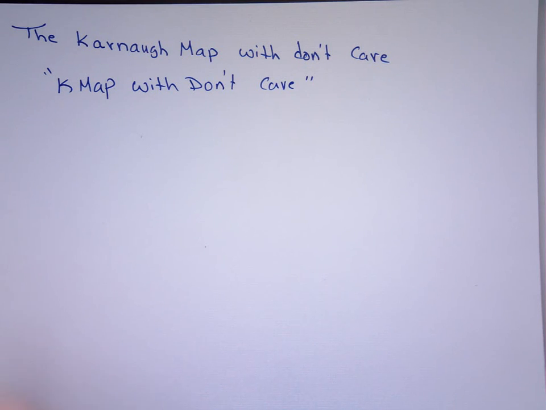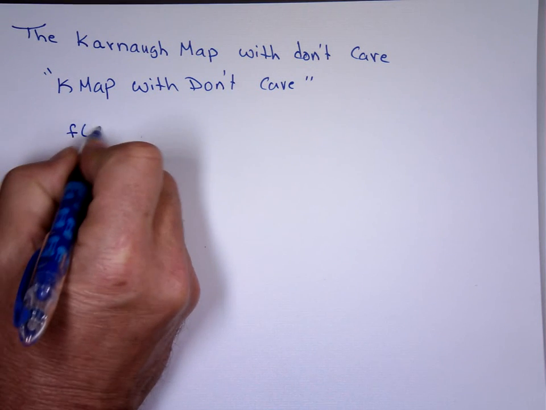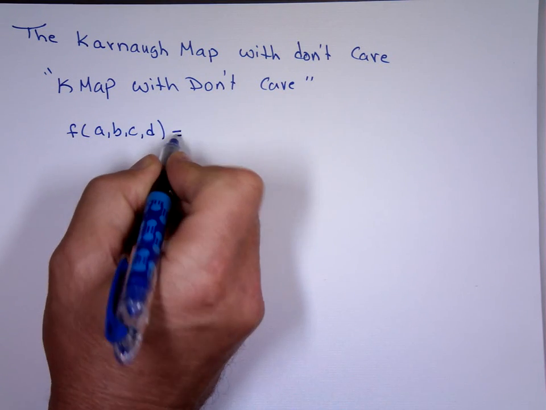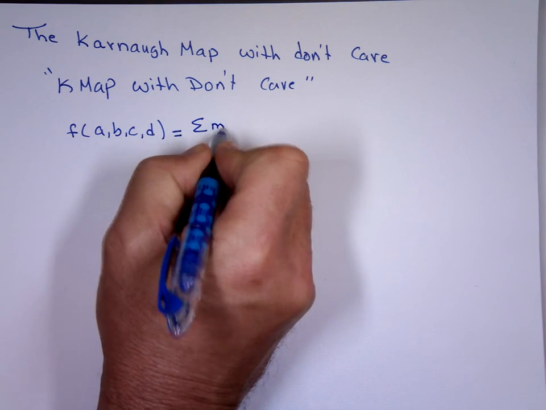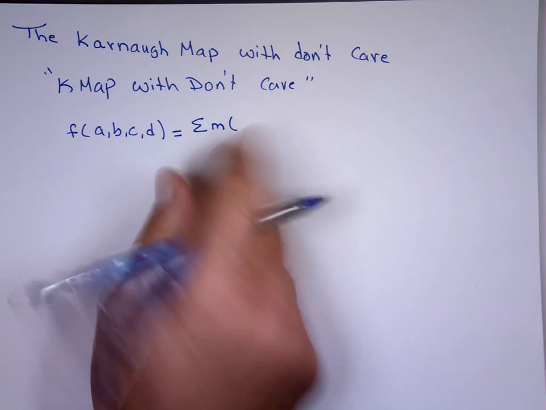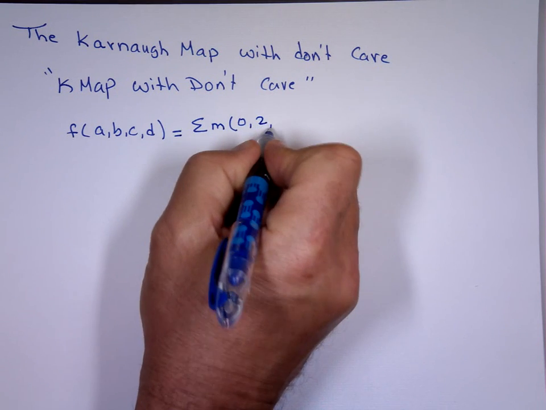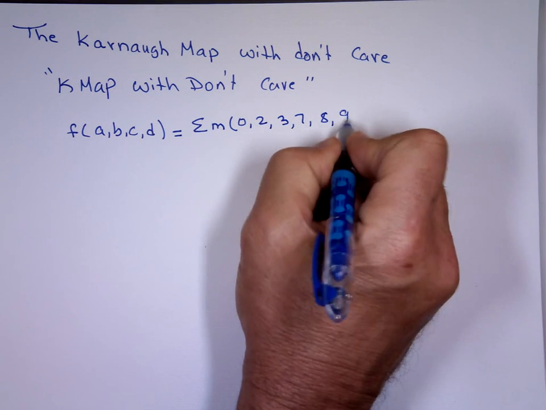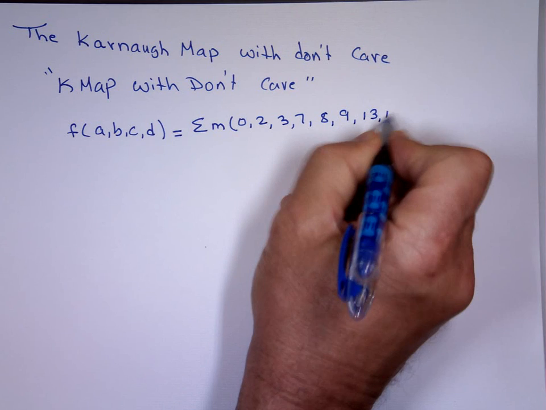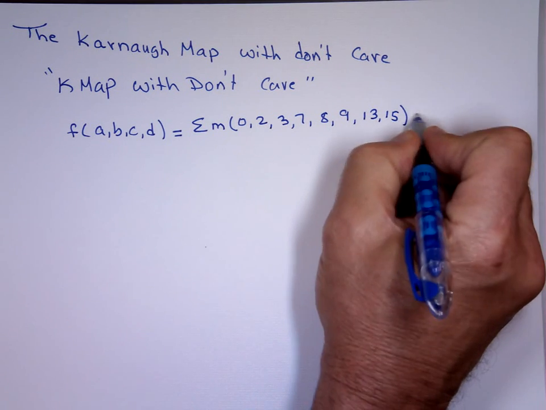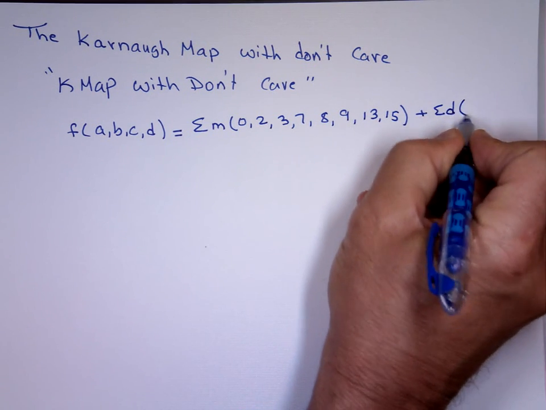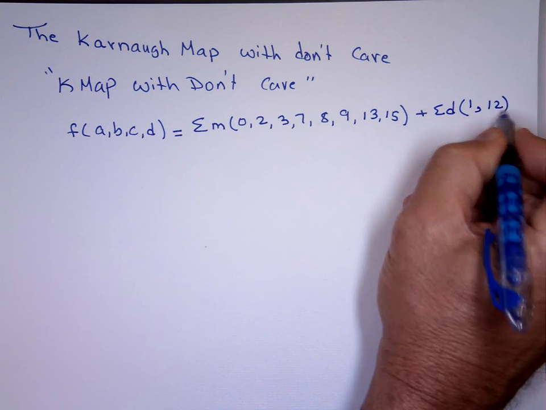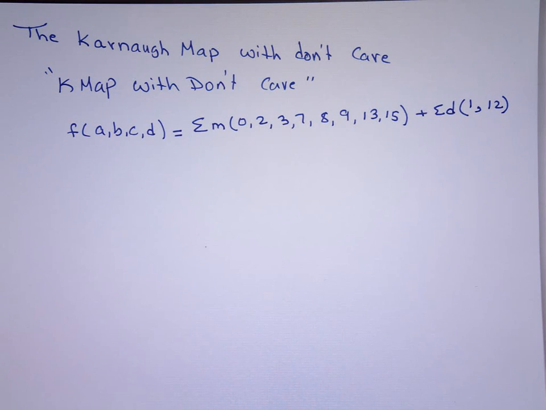So let's take this expression. Given f of a, b, c, d, 4 variable, equals the summation of the minterms, that's when the function is going to be 1, at 0, 2, 3, 7, 8, 9, 13, 15. It also has a couple of don't cares, at 1 and 12. What does that mean, don't care at 1 and 12? I don't care if you make it 1 or 0.